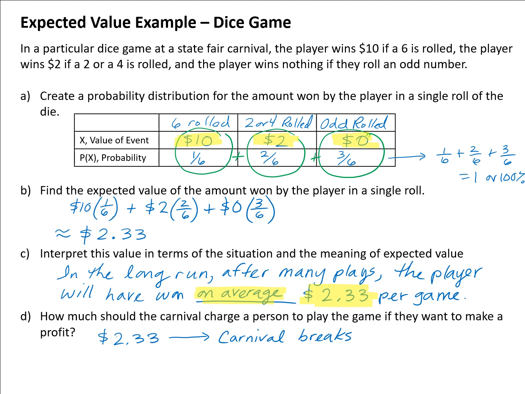But that's not what they want to do. They want to make a profit. To make a profit, they need to charge more. So they might charge, if they only want to make 1 cent in profit per game, $2.34. But generally, they're going to want to charge a lot more, maybe $3, $4, $5. So to make a profit, they want to do something definitely more than $2.33.